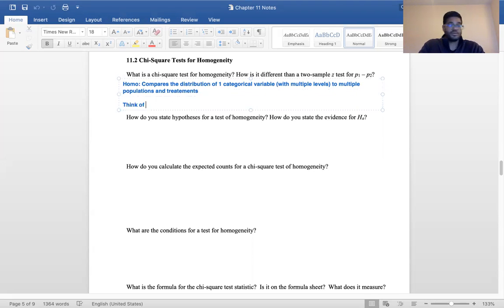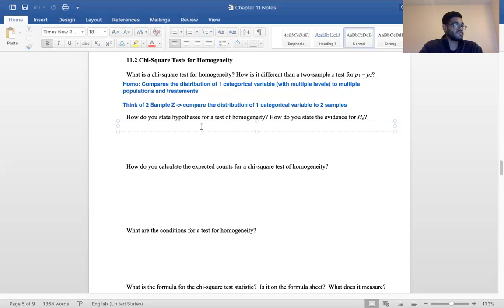Think of the two-sample Z, where you compare the distribution of one categorical variable to two samples. It's kind of just an expansion on that. So we're going to be looking at one variable, but that could have multiple levels or multiple different treatments or multiple populations. You want to compare all those things together and see if they're independent or not.